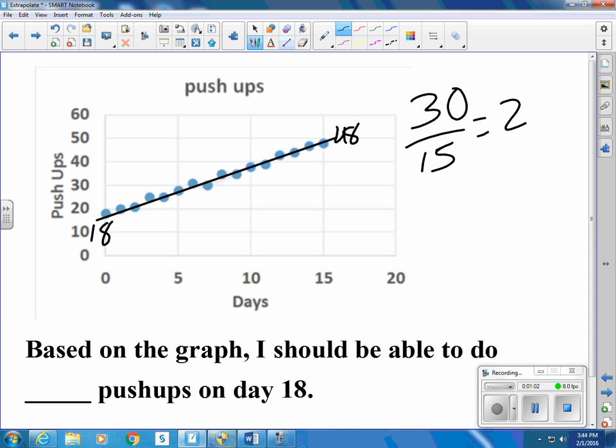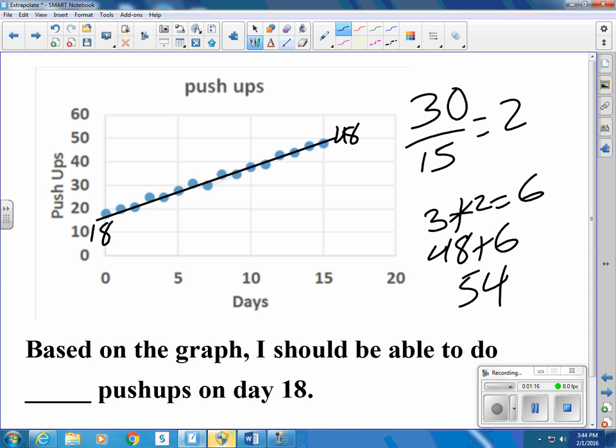So if I'm at 48 and I increase for 3 more days, 3 times 2 equals 6. I'm at 48 already, and then I go 6 more. So I should be able to get up to 54 push-ups.